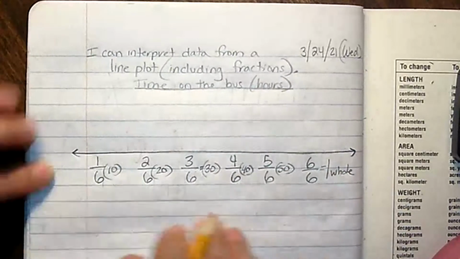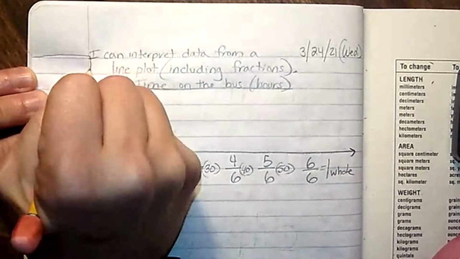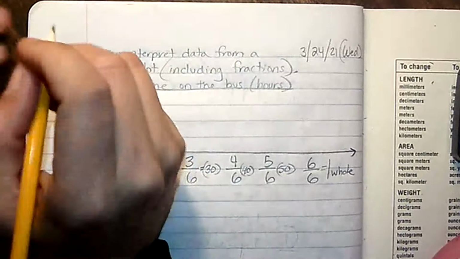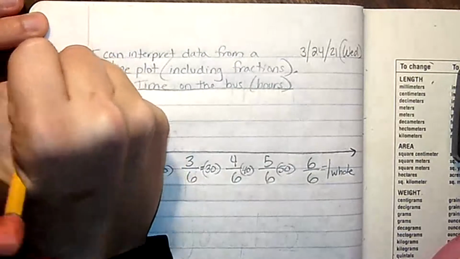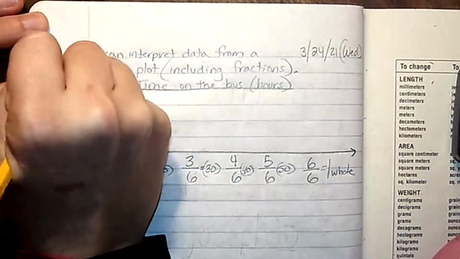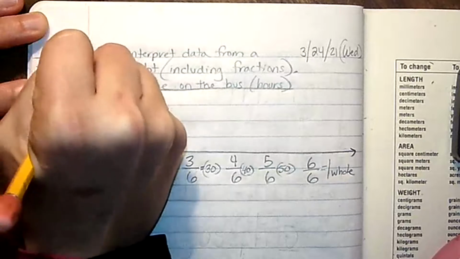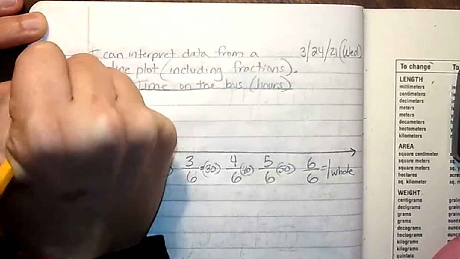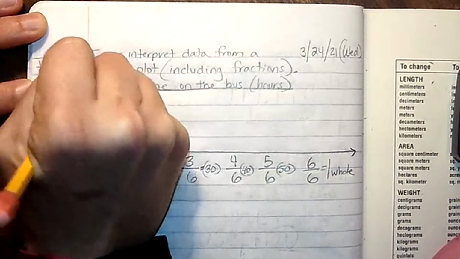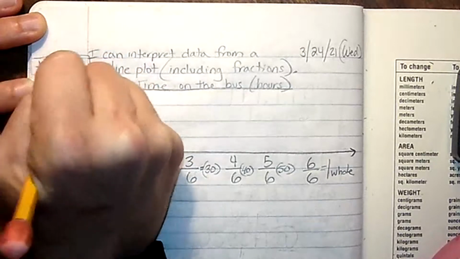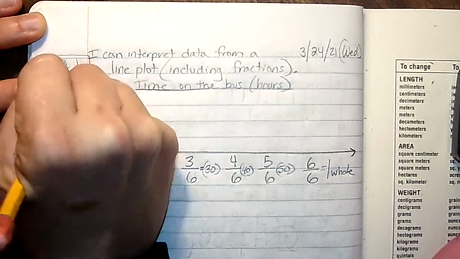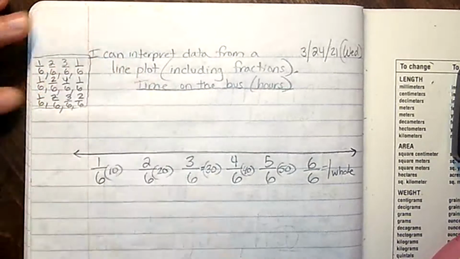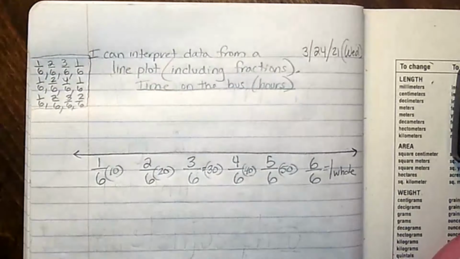All right. So we're going to use our data points. I'm going to come right up here. This will be our data box. I've got 1/6, 2/6, 3/6, 1/6, 1/6, 2/6, 4/6, 1/6, 1/6, 2/6, 3/6, and 2/6. Looks like lots of fractions, doesn't it?